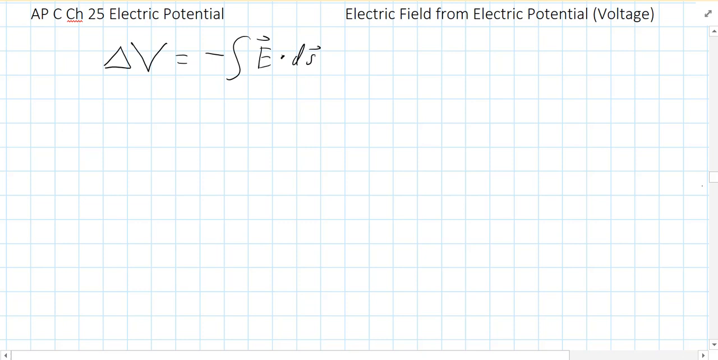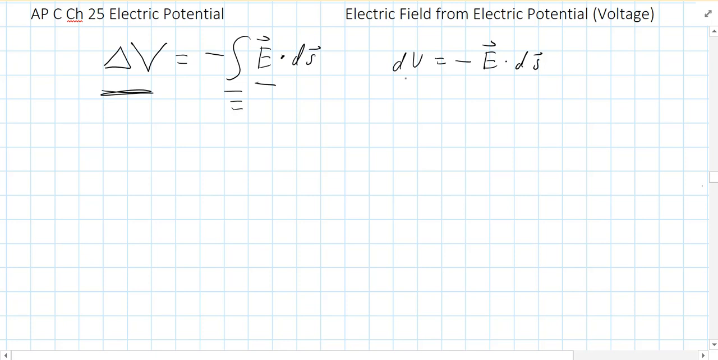Well, what if you are trying to solve for E? How do you figure that out if you're given a voltage? So the first thing is you take the derivative of both sides of this, so you end up with dV is equal to negative E dot ds. In other words, you get rid of the integral sign. Now remember, the integral sign means to sum, and that's why you get a value over here.